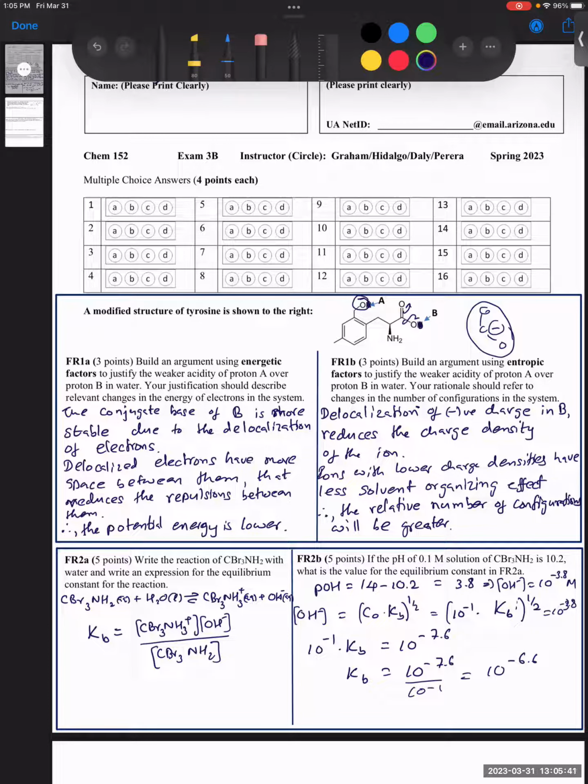Minus 6.6 is 2.5 times 10 to the power of minus 7. Okay. All right, so we have the K sub B now, which is the equilibrium constant value for this reaction.